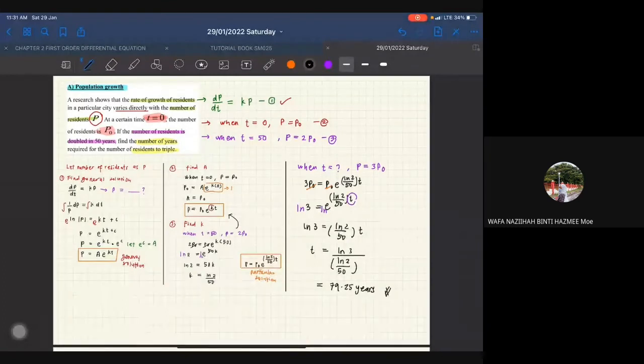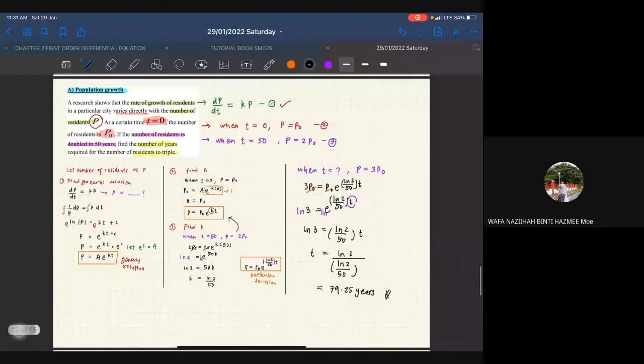Okay, so ini adalah contoh application on population growth lah. Population growth on the number of residents dekat certain city. Okay, so kita boleh guna separable variable. Alright, so this is the first application. Okay, so let's move on to the second one.